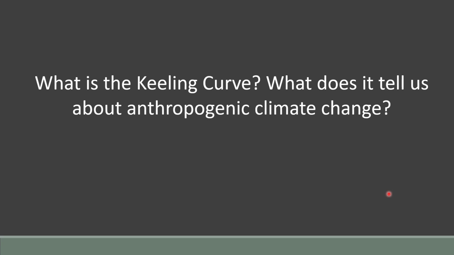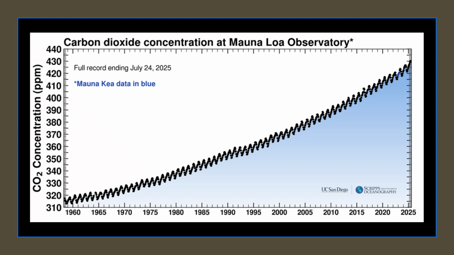The Keeling curve is a really great source of data. It is named after the last name of the scientist who started constructing this curve. And so this question here, what does it tell us about climate change? Carbon dioxide has been measured at the Mauna Loa Observatory in Hawaii since the 1950s.